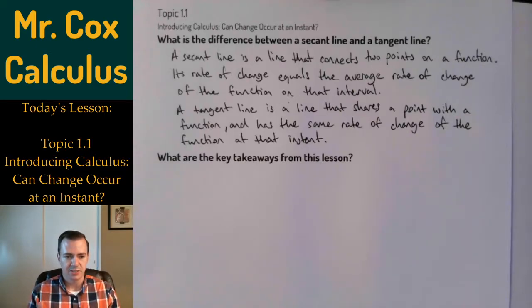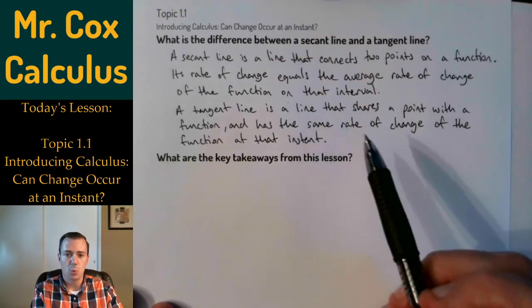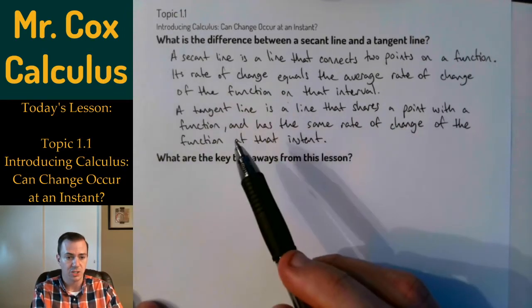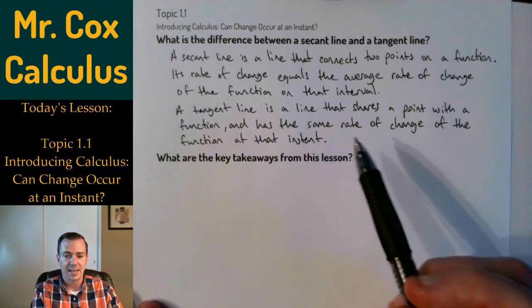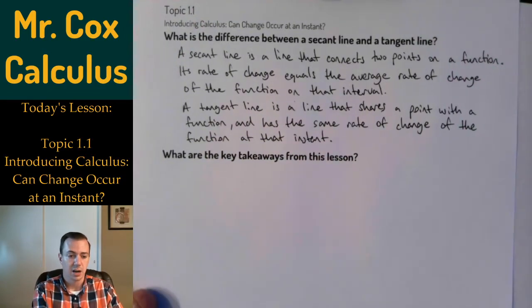If you go back to the previous video where we were able to say, as delta x was getting closer and closer to 0, my instantaneous rate of change of f of x was getting really close to 4. What a tangent line is, it would go through the point 2, 4, and it would also have a rate of change, or in this case a slope, of 4. And so we could have written the equation of this tangent line because we knew a point and we knew its slope, but it is a line, it shares a point with a function. In the case of the previous video, it would share the point 2, 4, and it has the same rate of change of the function at that instant, which would have been a rate of change of 4.